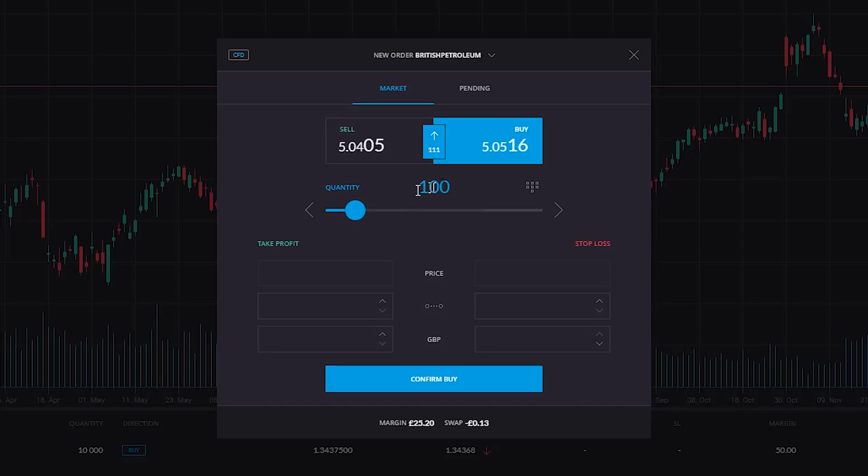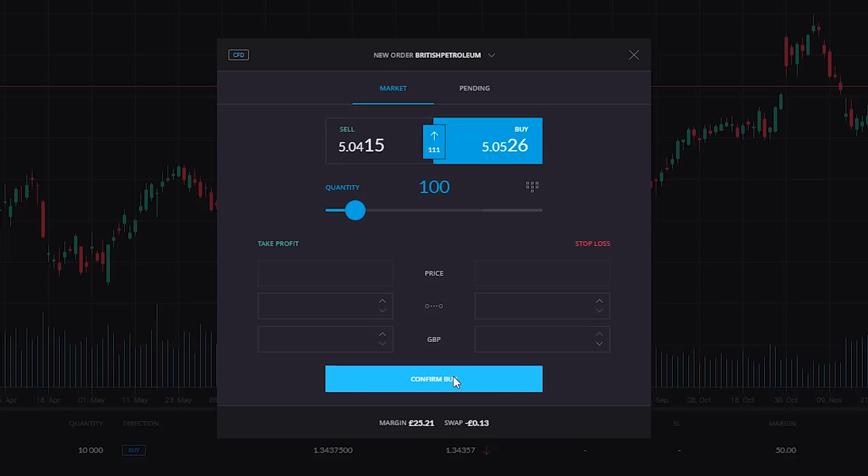So 100 CFDs at just over £5 a share gives us an exposure of just over £500. Okay, it's 505 is the price of the share at the moment. We're buying 100 of them. That's just over £500. But because we're trading contracts for difference, CFDs, we're trading on margin. So we're not tying up £500 from our account. You can see down here, the margin requirement for this trade is just over £25. Okay, so it's a 5% margin in this example.